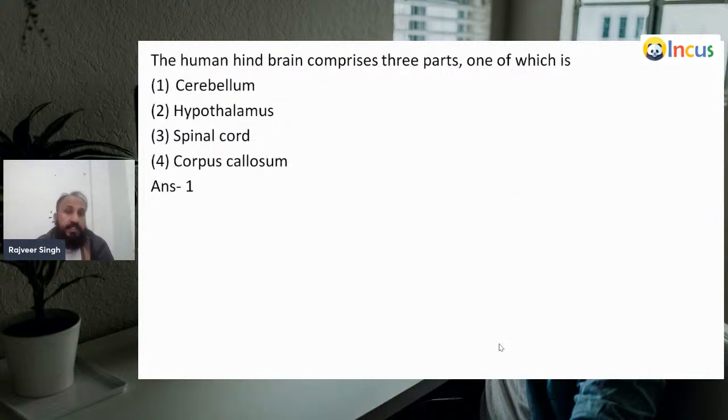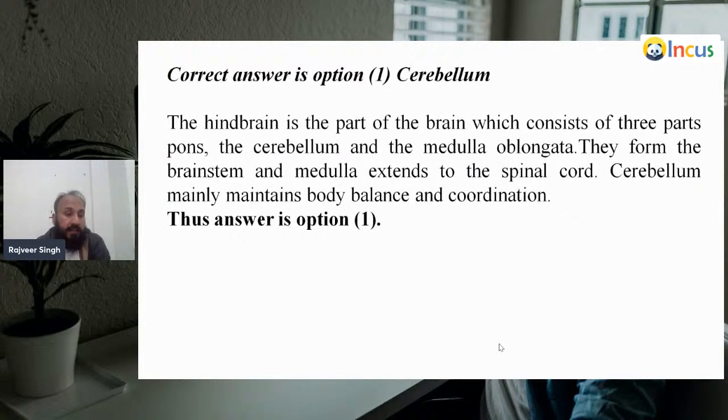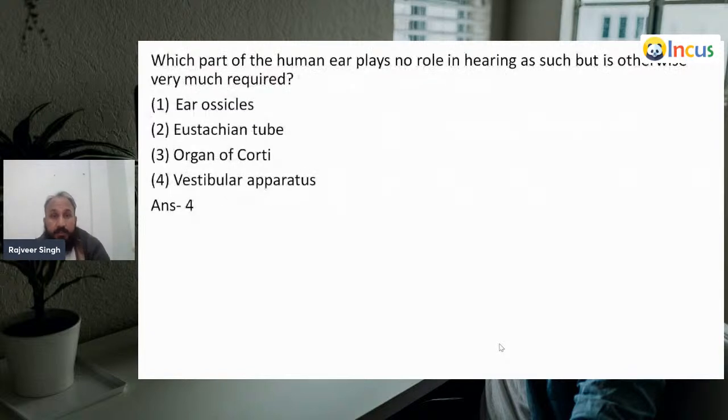Next question: the human hindbrain comprises which part? Options: cerebellum, hypothalamus, spinal cord, corpus callosum. The answer will be the first, cerebellum, because the hindbrain consists of three parts: the pons, the cerebellum, and the medulla oblongata. They form the brain stem, and the medulla extends to the spinal cord. The cerebellum mainly maintains body balance and coordination. So the answer will be the first, cerebellum.